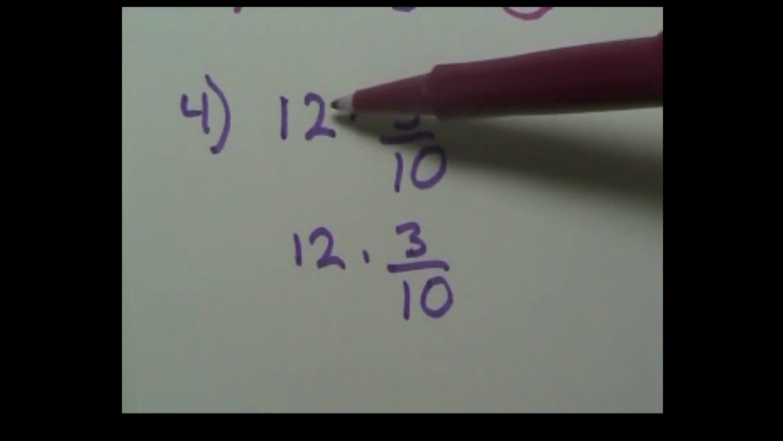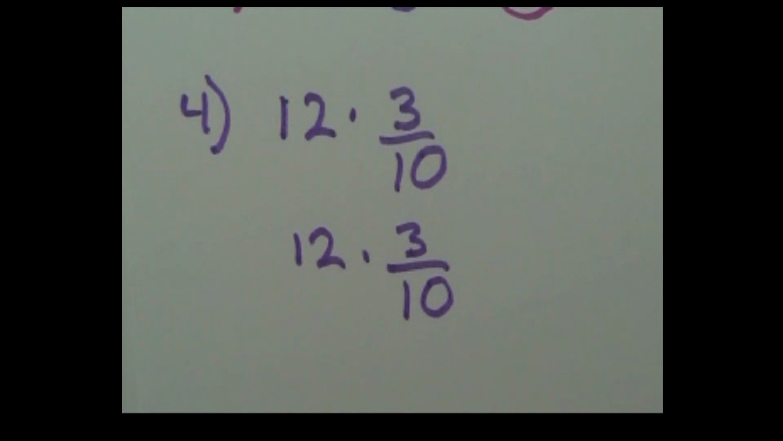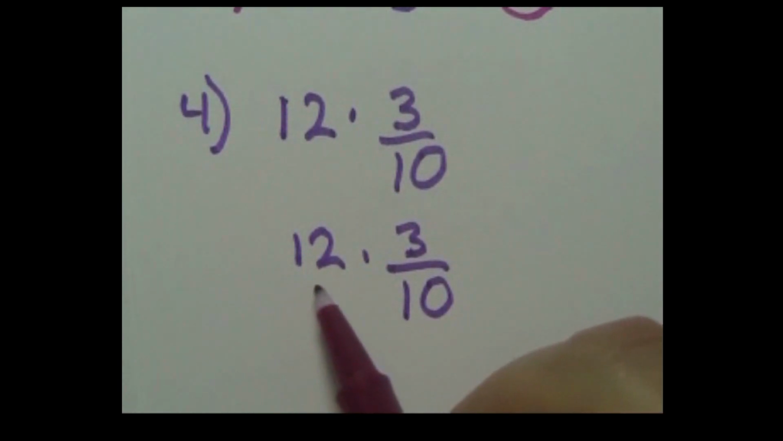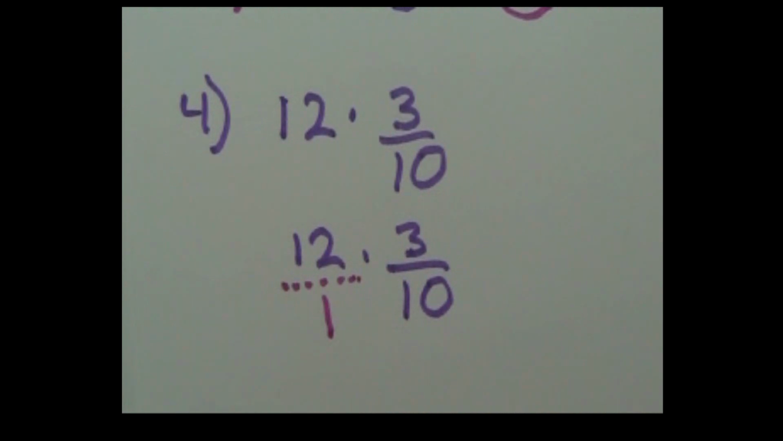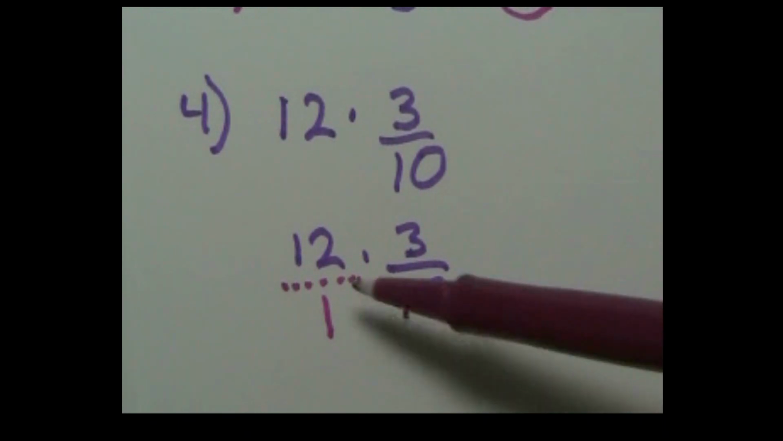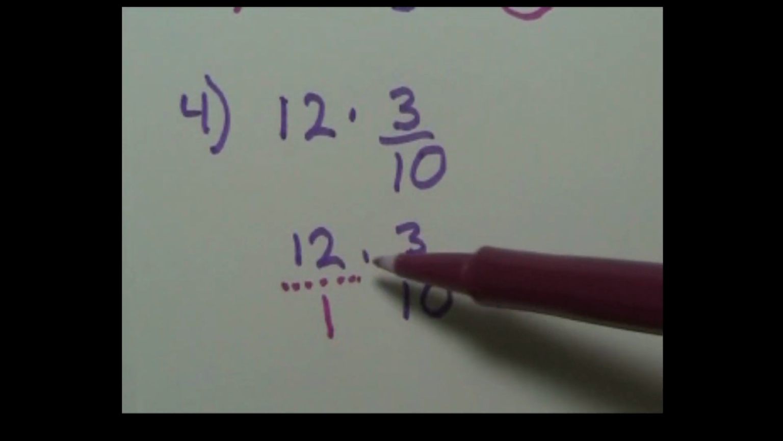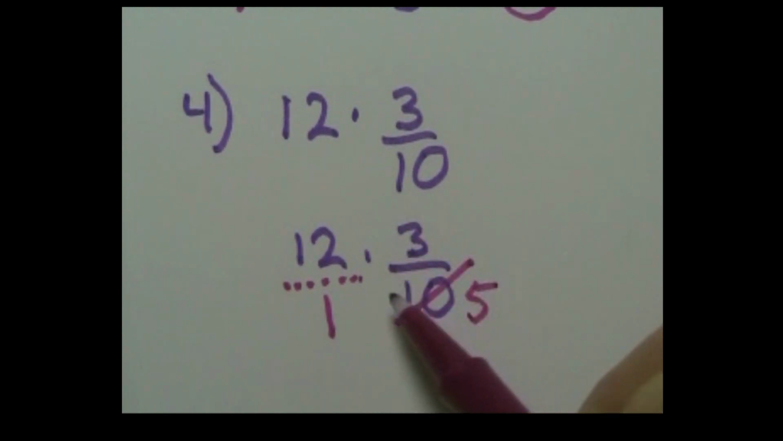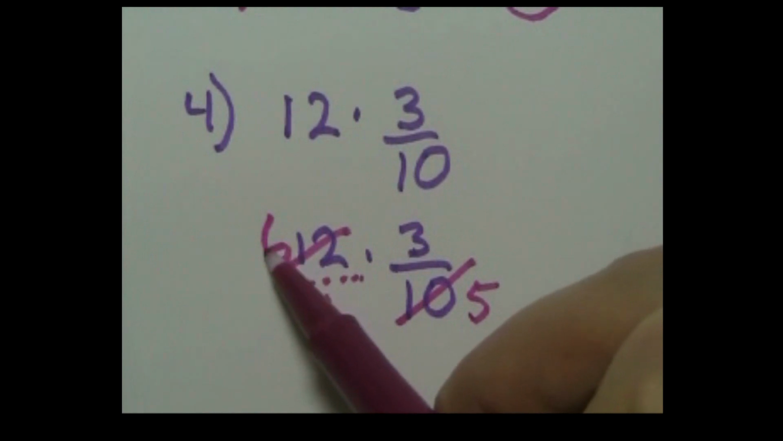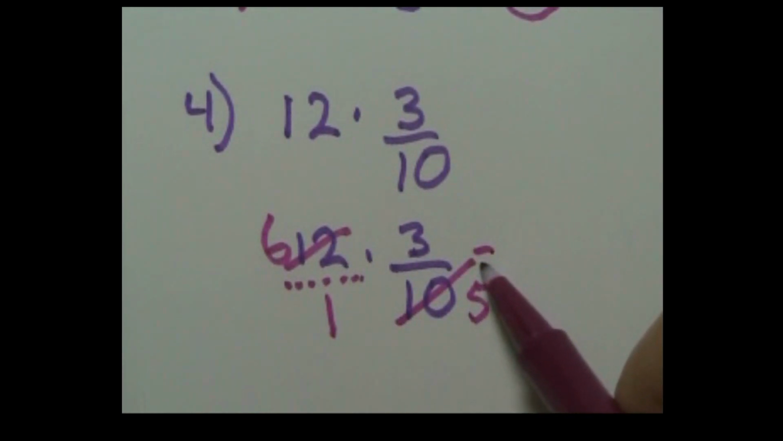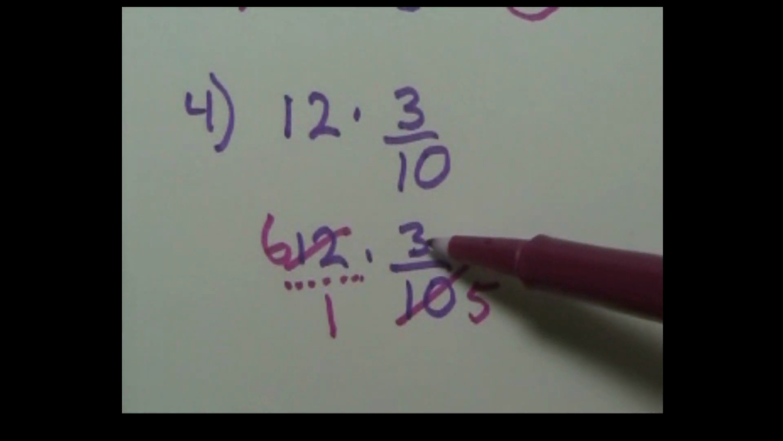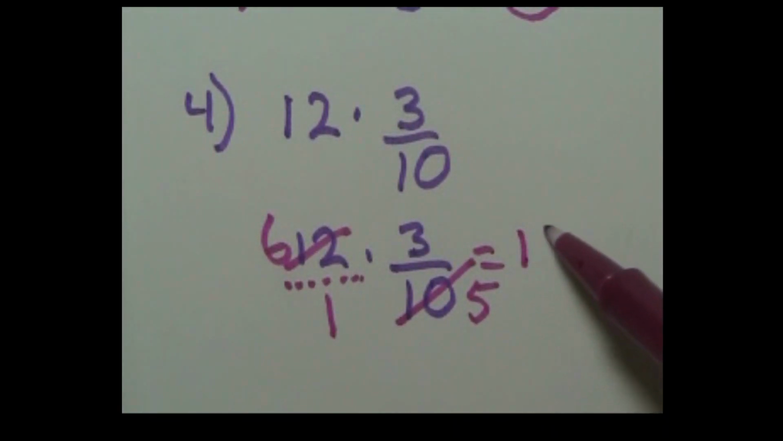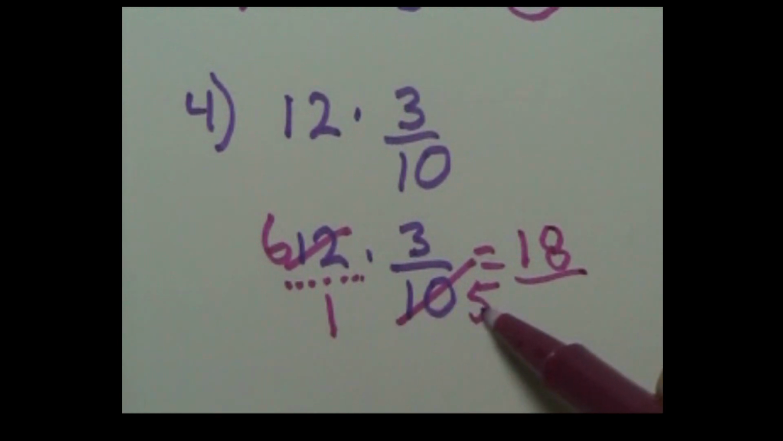Now we have a whole number this time, 12 times 3/10. Okay, so there's our original problem. Now let's do some changes to it. First of all, notice that this is like having a 1 under it. So the invisible 1 is sitting down there. And let's see if I can reduce it. Well, look, 12 and 10, 2 will go into both of these. 2 goes into 10 5 times, and 2 goes into 12 6 times. And that's all I can do. 6 times 3 is 18. And 1 times 5 is 5.